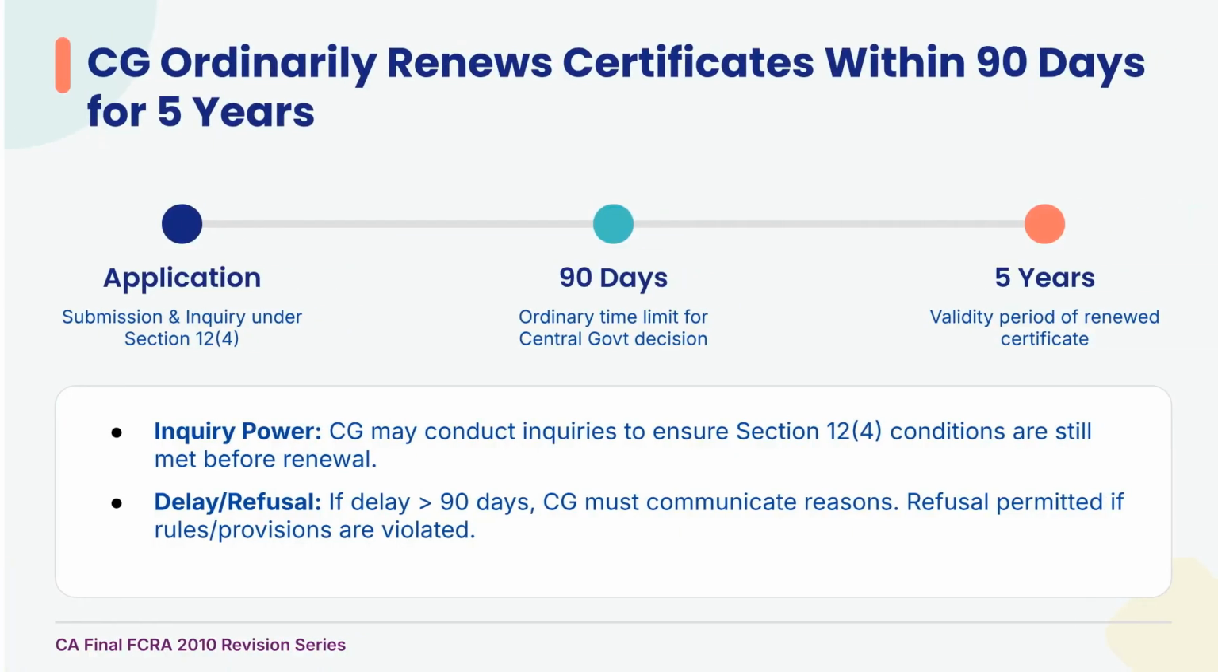After receiving the renewal application, the central government may conduct an inquiry to verify that the conditions specified under Section 12(4) continue to be satisfied. Ordinarily, the renewal decision should be made within 90 days of receiving the application. Once renewed, the certificate remains valid for another 5 years. If the government takes more than 90 days, it must communicate the reasons for the delay to the applicant. The government may also refuse renewal if it finds violations of the Act, rules, or prescribed conditions. These timelines are particularly important from an examination perspective.